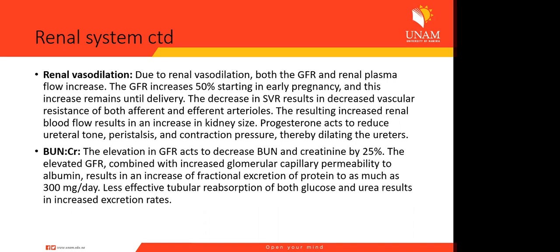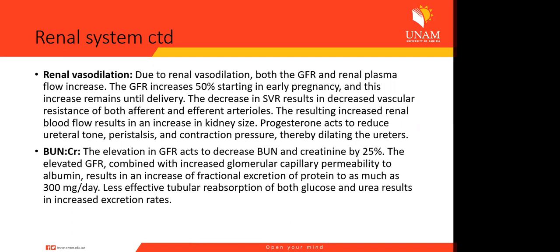All right, so there's increased renal vasodilatation. This is due to the effect of progesterone, leading to reduction in vascular resistance of both the afferent and efferent arteries. This leads to increase in renal blood flow, also leading to increase in the size of the kidney. Progesterone also reduces ureteral tone, peristalsis, and contraction, so all of this leads to dilatation of the ureters. The blood urea nitrogen and creatinine levels also decrease by as much as 25%.